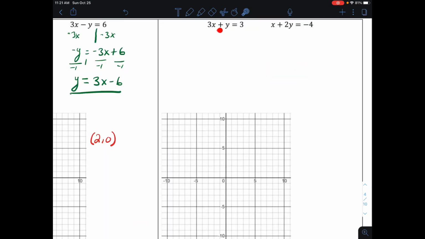So we want to solve this system: 3x plus y is equal to negative 3, x plus 2y is equal to negative 4. And we want to solve it by graphing. In order to do so, we need to get it in slope-intercept form. So I need to isolate the y.